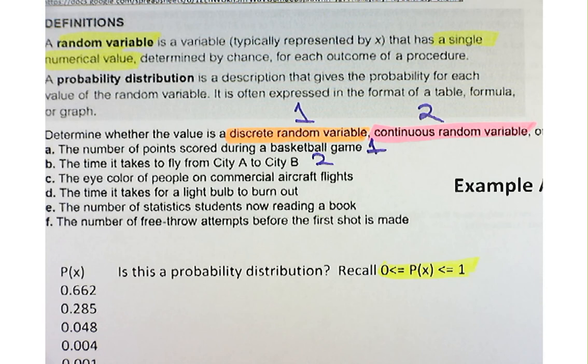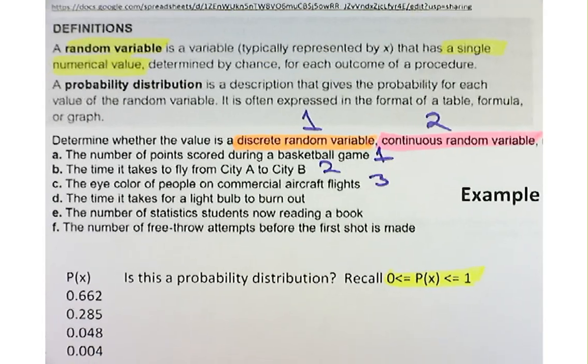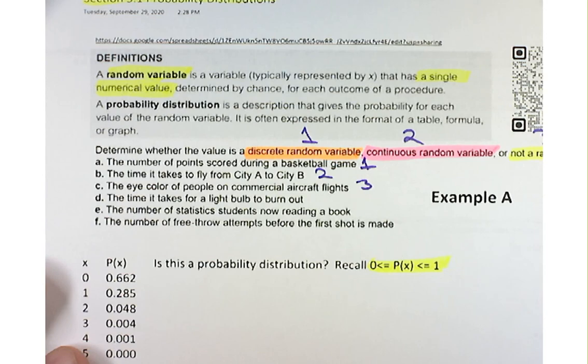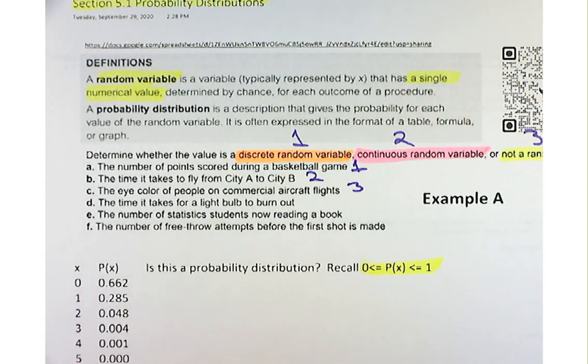The eye color of the people on that flight from Detroit to Chicago. What kind of random variable is that? Or not. Yeah, or not. It's not. Tahara, how come it's not a random variable? Because it says it has to be a single numerical value. Exactly. These aren't numerical values, so they're not random variables.